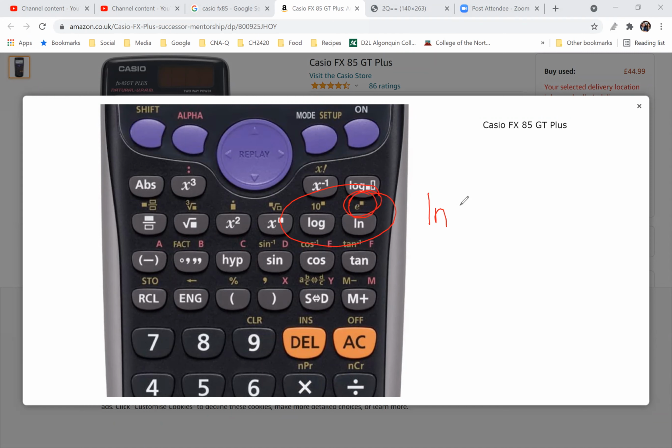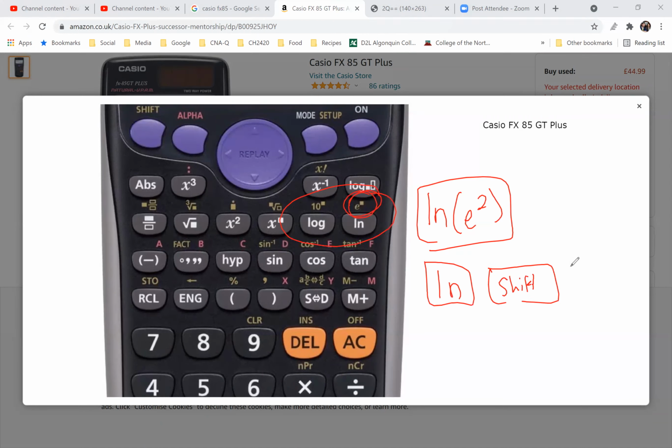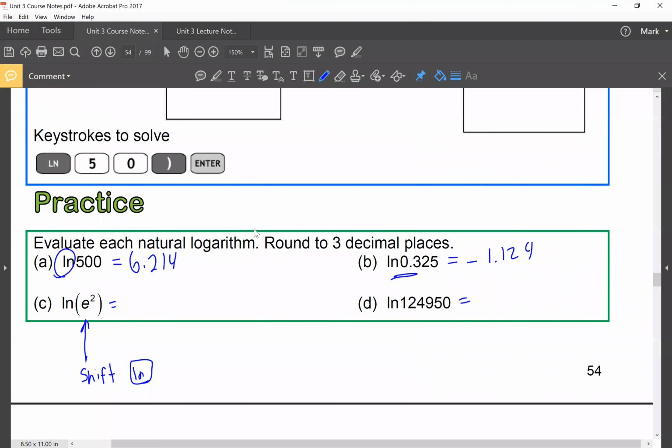So if I had to enter ln of E squared, I would just put this in on my calculator. I think it was E squared. It might have been 2E. So you would press your ln button, then you would press shift, then you would press your E button and put in the numbers. So for this last example, I'm going to press ln, shift ln to get the E and put in a 2. And I get my answer of 2. And there's a reason that it's 2, but we'll talk about that another day.